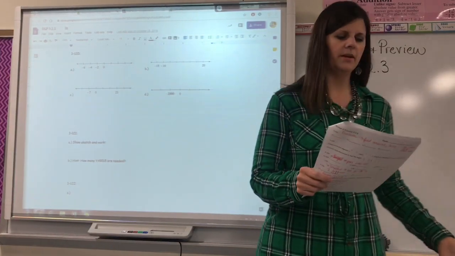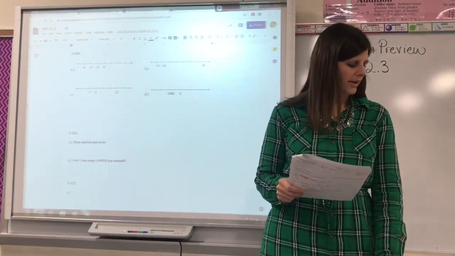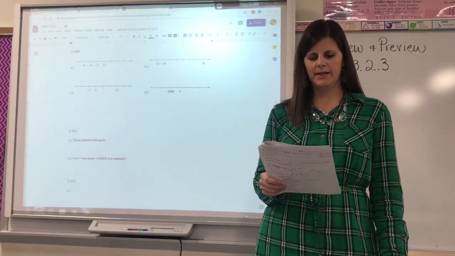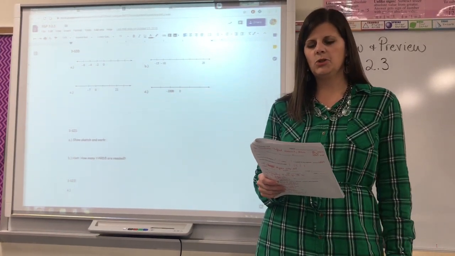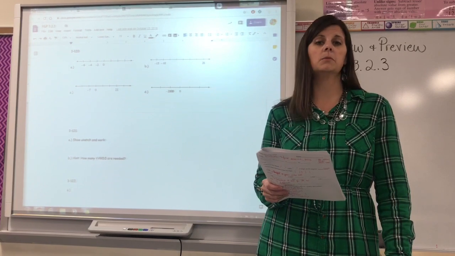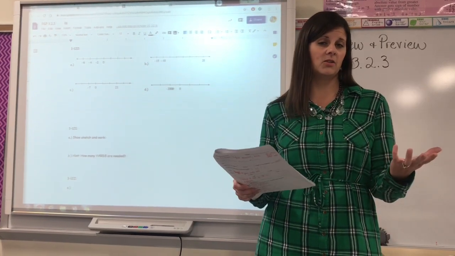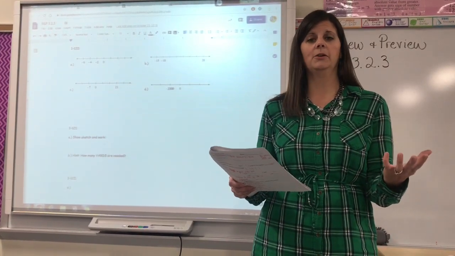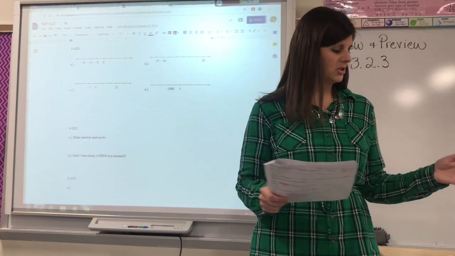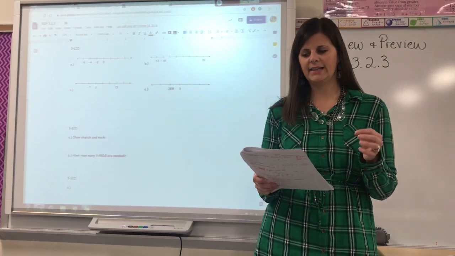On question 121, we're talking about a triangular flower bed. So in part A, it asks you to show a sketch and some work. Basically, if you're sketching a triangular flower bed, you can show me a triangle, and then use the information from the question to label the side lengths.